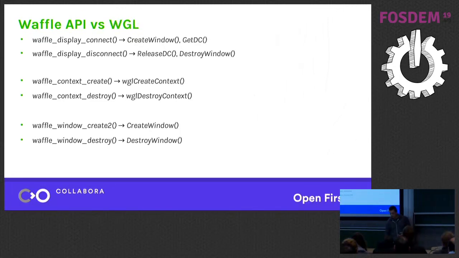And it gets even better with WGL, where we will have platform-specific API for the window management. We will have a WGL API for context creation, and we really don't have an API to connect to the display. So we'll have to do something else.